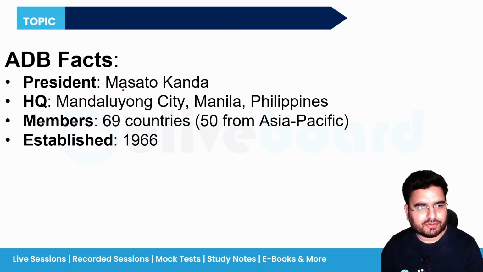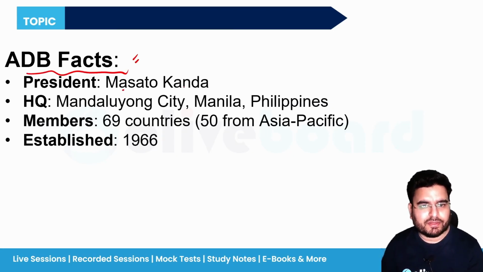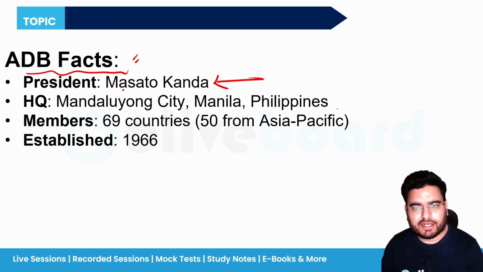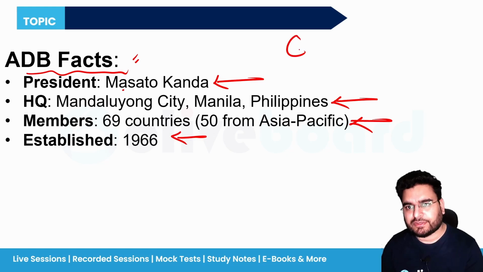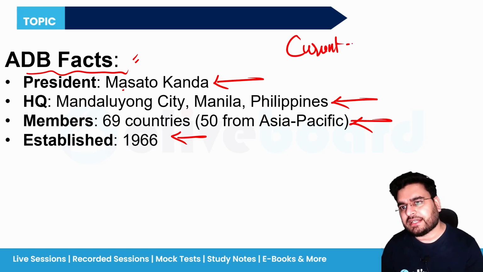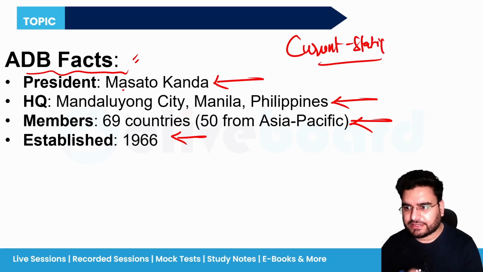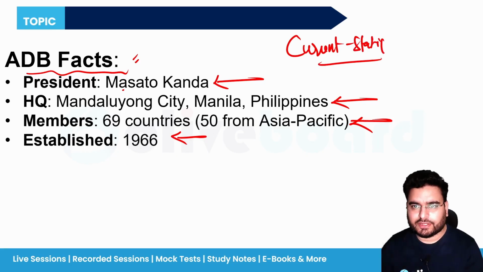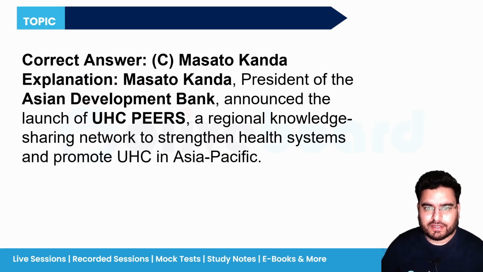Please focus right now. So ADB, a few important facts you have to remember. Who is the president? Masato Kanda. Headquarters is in the Philippines. How many member countries? 69, and it was established in 1966. So this is known as current and static linkage. Got it? Focus on this thing. Chalo. So Masato Kanda is the correct answer.